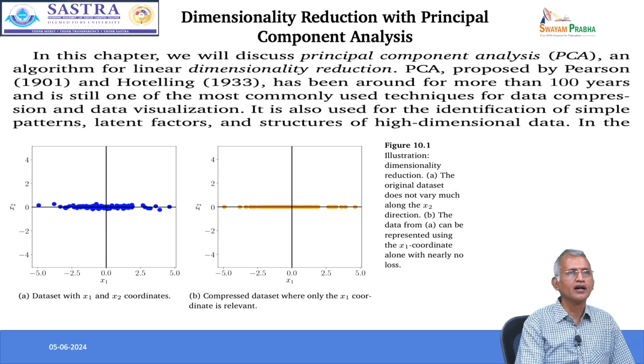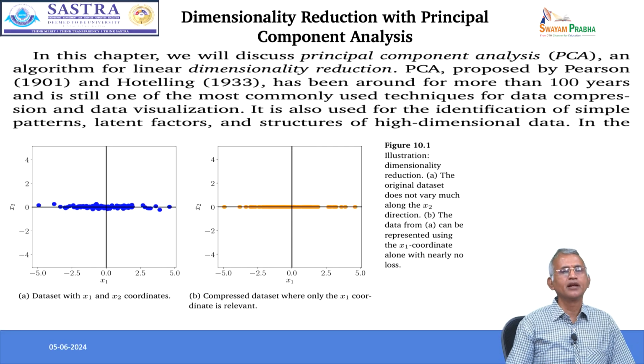In the figure we have a data set with x1 and x2 coordinates, and this illustrates the dimensionality reduction of the original data set. The data in A does not vary much along the x2 direction, and B represents the data from A and can be represented using the x1 coordinate with nearly no loss. So, this is compressed data where only the x1 coordinate is relevant. That is the meaning of picture 1, A and B represent the dimensionality reduction.